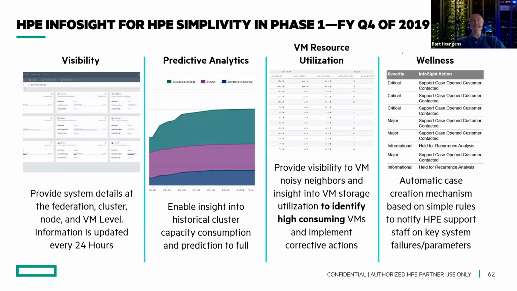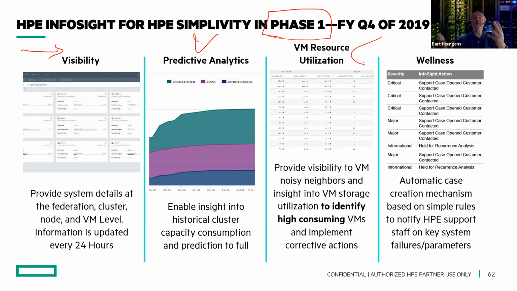And so what do we get? Because as you can see here, it's also in multiple phases. We don't have all the visibility like a Nimble array and a 3PAR array today, because we're still collecting data, we need to learn. But what you get is full visibility on the federation, on the cluster, on the hosts, and on the VMs. We have predictive analytics. Okay, so we don't have the recommendations yet, but we have the predictive analytics already.